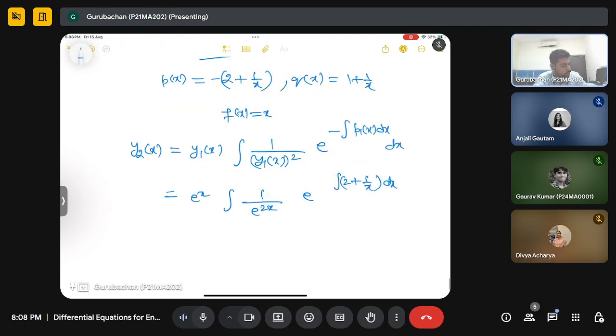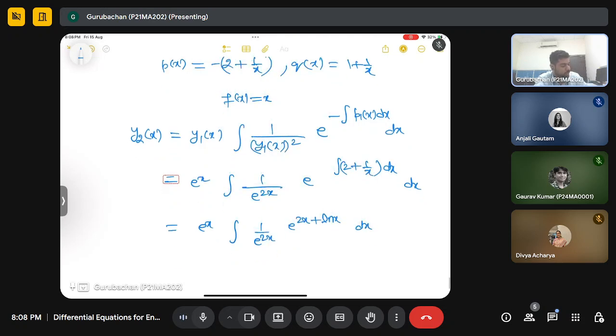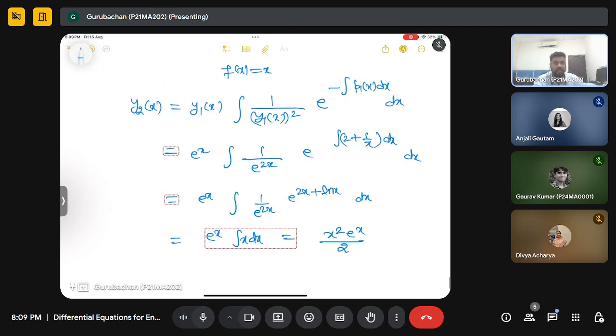So this will give you e to the power x, 1 by e to the power 2x. This will give you e to the power 2x into, oh sorry, plus ln x dx. So this will give you e to the power x integration x dx. So this is x square e to the power x by 2. So you get to know the another linearly independent solution of this homogeneous part for the differential equation is x square e to the power x by 2.